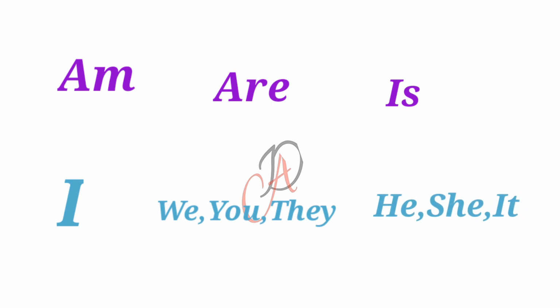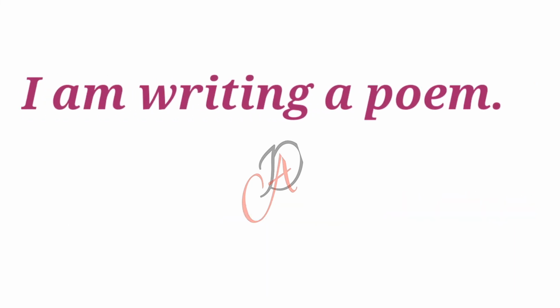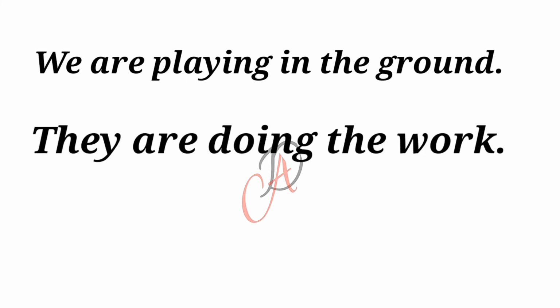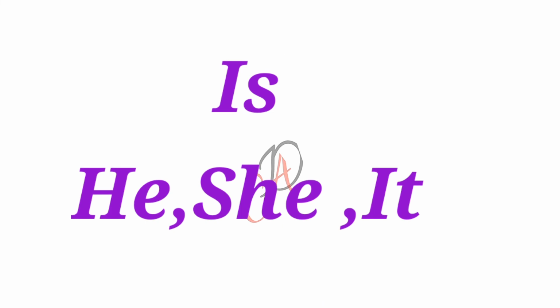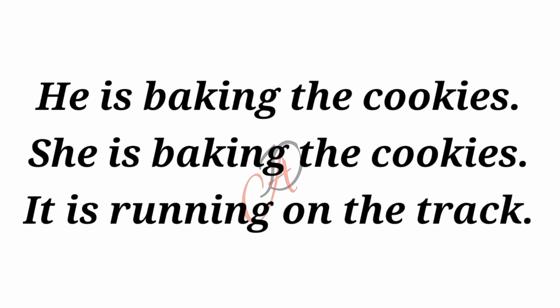So let's understand with the examples. I am writing a poem. Here in this example, am is used in the present tense and with the first person I. So let's move to the next example. We are playing in the ground. They are doing the work and you are looking at the ball. And in all these three examples, we're using the be form are in the present tense with we, you, and they. And let's move to the usage of is. It is always used with he, she, it, like he is baking the cookies. She is baking the cookies. It is running on the track.